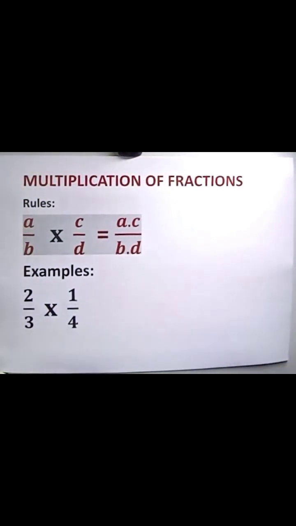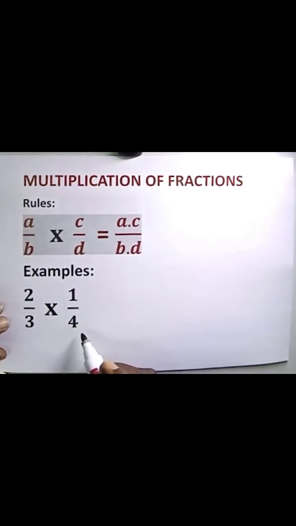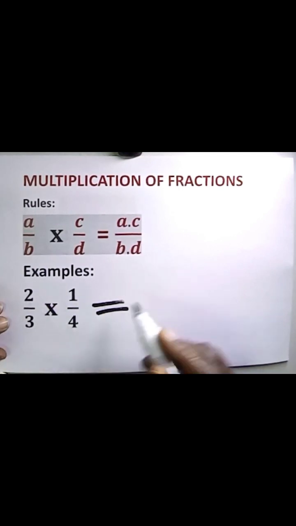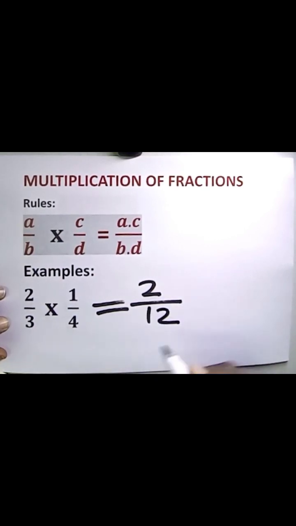First example we have there is the fraction 2 over 3 times 1 over 4. I told you it's very easy. According to the rule, we just multiply the numerators 2 and 1, and also multiply the denominators 3 and 4. And it goes this way: 2 times 1 is 2, all over 3 times 4 is 12. Now we can reduce this new fraction, which is 2 over 12. Remember, if the fraction is reducible, you go ahead and reduce it.